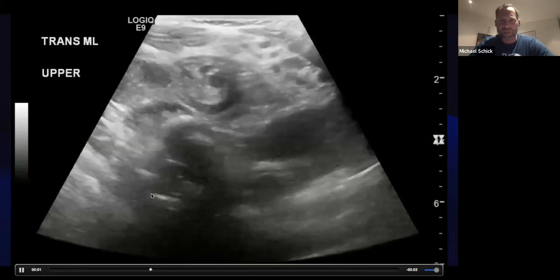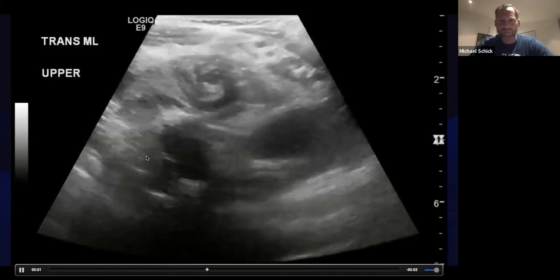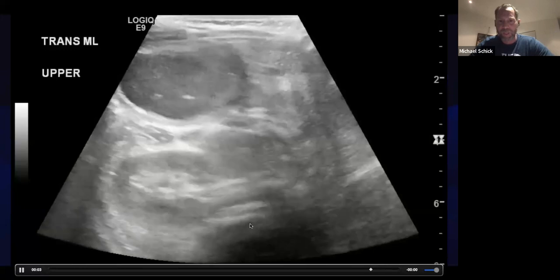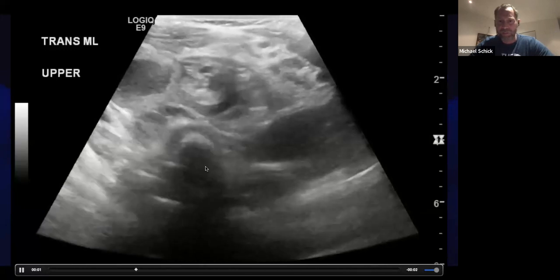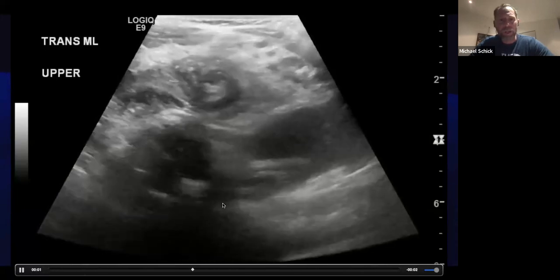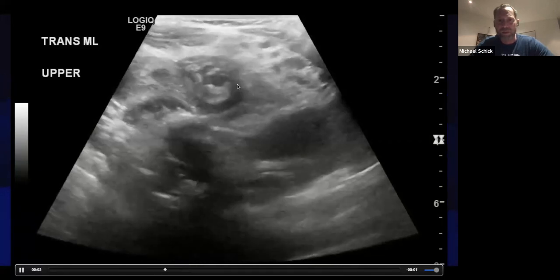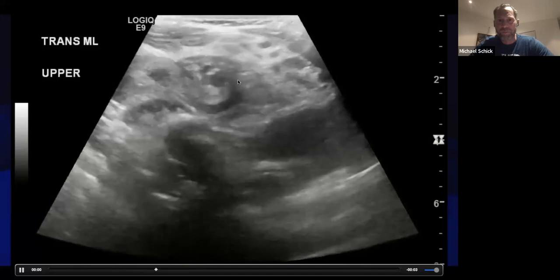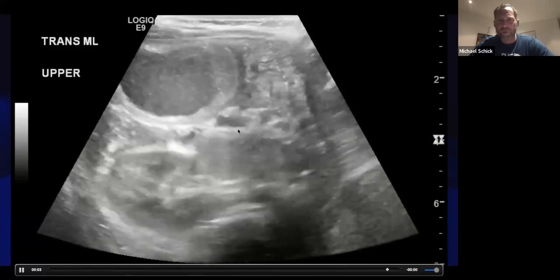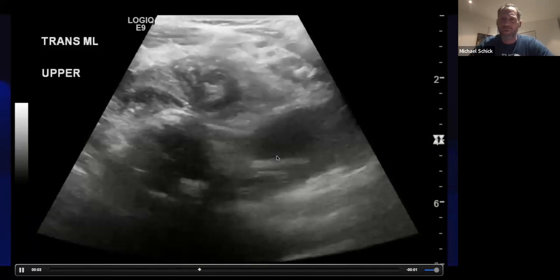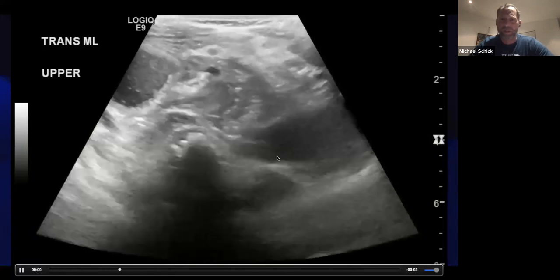You can see kidney coming in and out of view here. Let's see, right there. The spine is in this region. You can see the shadow of the spine. And then I'm going to pull your eye to this part right here, where it almost looks like there's a twisting or swirling of contents there.